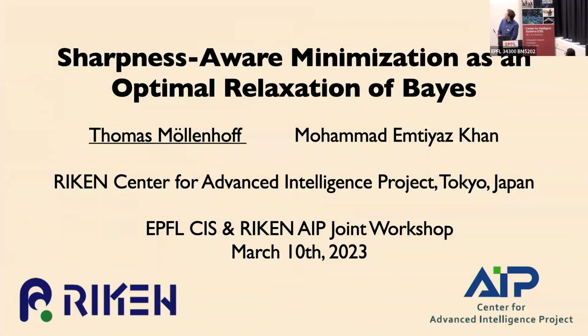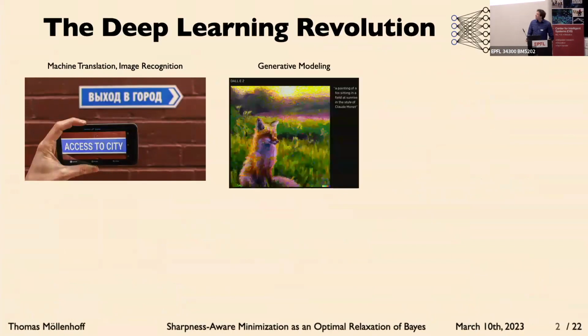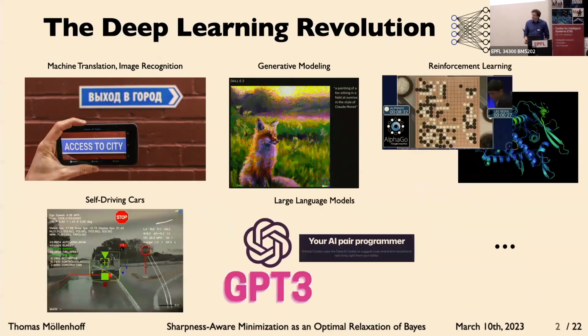Today I want to talk about the beautiful connection MT and I discovered between a recent method called Sharpness-Aware Minimization and Approximate Bayesian Inference. I don't think I need to talk a lot about this, but as we all know, we've witnessed quite a deep learning revolution over the last decade. And we have seen all these amazing applications. So does it mean that AGI is solved?